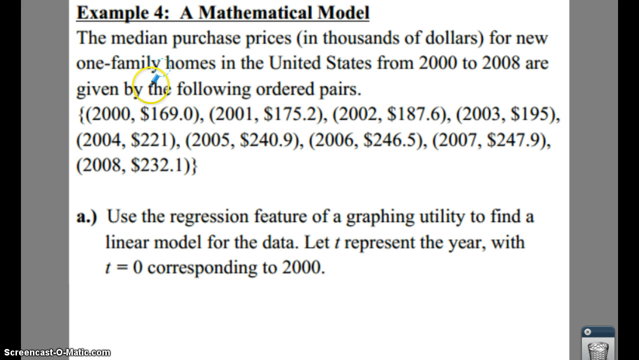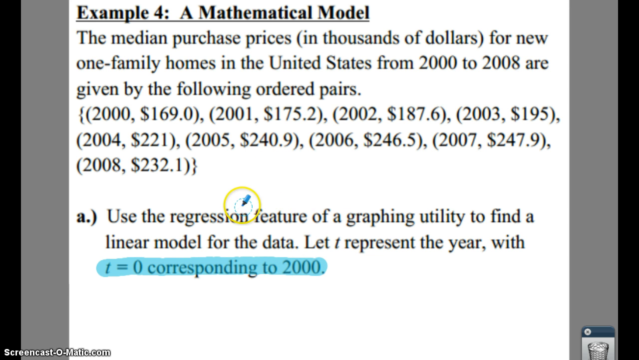All right, so say we have median purchase prices in thousands of dollars for new one-family homes in the United States from 2000 to 2008 given by the following ordered pairs. So what we need to do is plug all of these ordered pairs into our calculator. Sorry, I'm skipping ahead here. I just get so excited. All right, so for A, it says use the regression feature of a graphing utility to find a linear model for the data. Let T represent the year with T equals 0 corresponding to 2000.